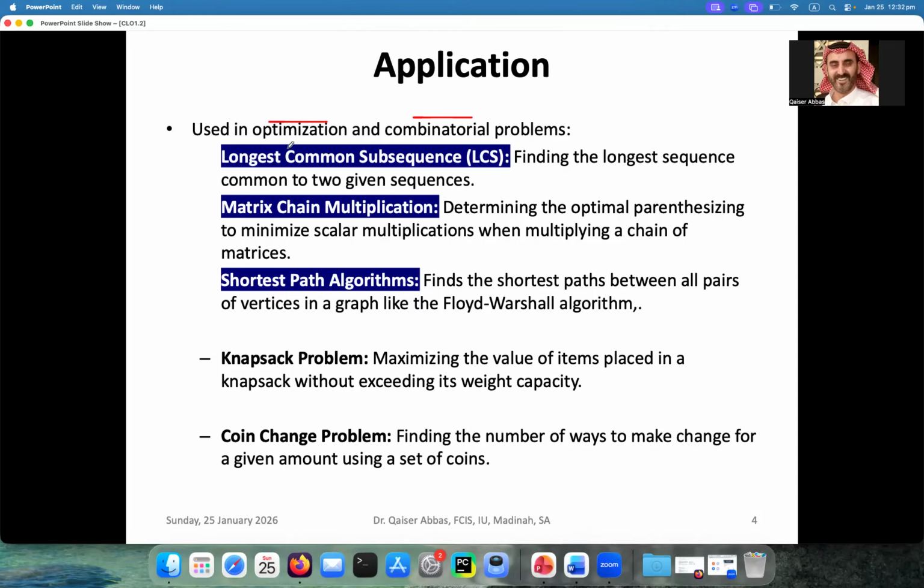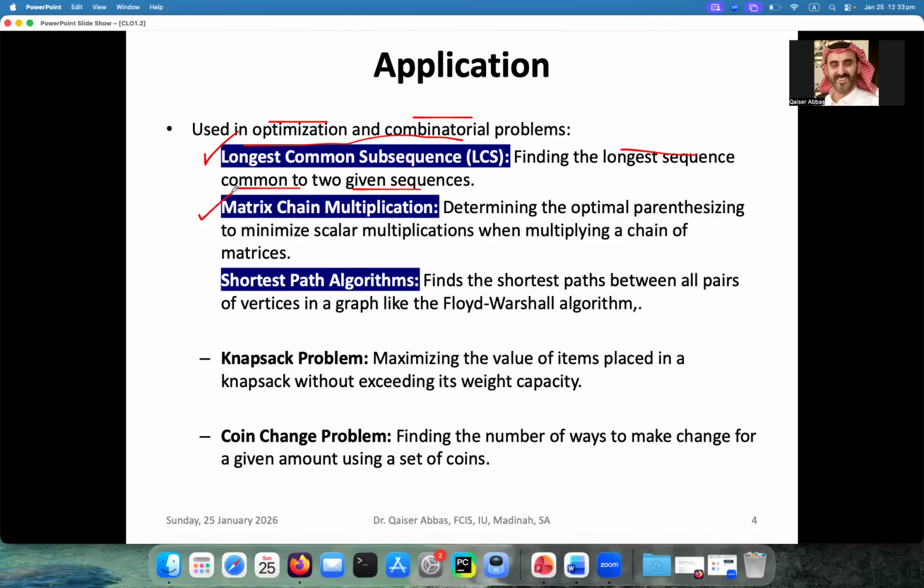For example, there is an application called longest common subsequence, in which we are finding the longest sequence which is common between two given strings or sequences. You will give two strings, and this algorithm will find the longest common subsequence between those strings. That is called LCS. We will study this, and this is also an application of that algorithm.